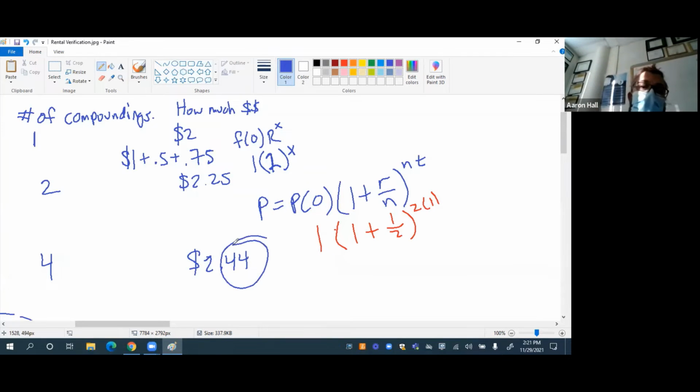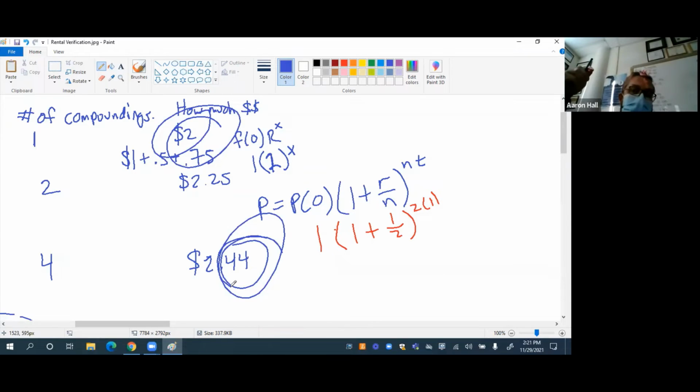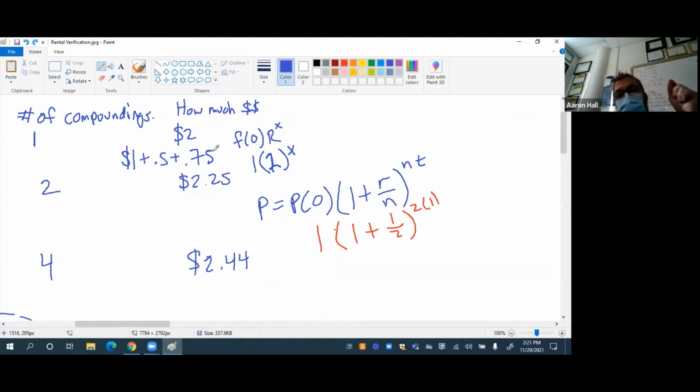Why are you getting more? Explain to me why we're getting more, and we're still getting 100%. Our interest is still 100%, but why are we getting more? Because we're getting paid interest on some of this interest, right?